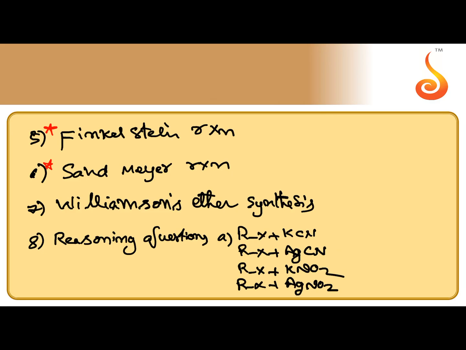Sandmeyer reaction. These three are named reactions. That's why very important. Sandmeyer reaction is used for the preparation of chlorobenzene or bromobenzene from benzene diazonium salt. When aniline is reacted with a mixture of sodium nitrite and HCl at 0 to 5 degrees centigrade, benzene diazonium chloride is obtained, which on heating with cuprous chloride and HCl gives chlorobenzene. Cuprous bromide plus HBr gives bromobenzene.